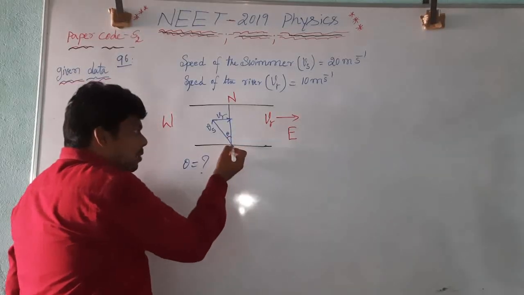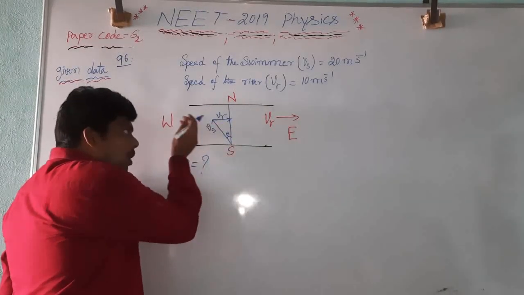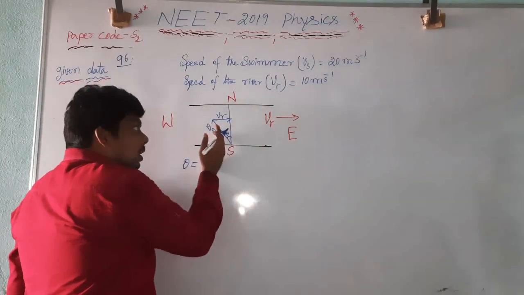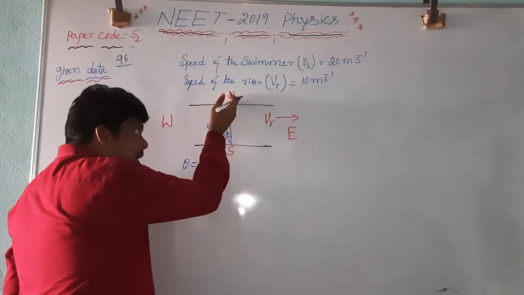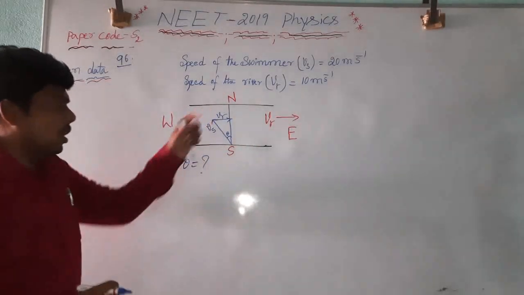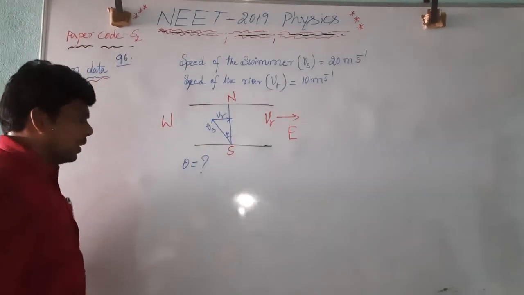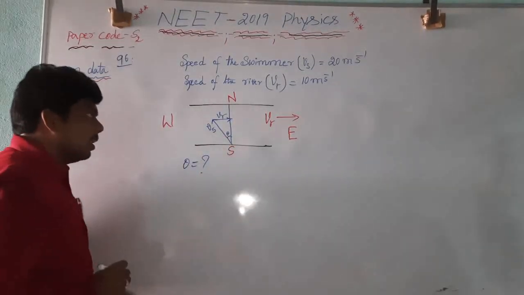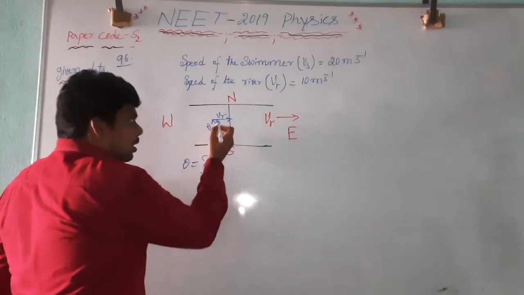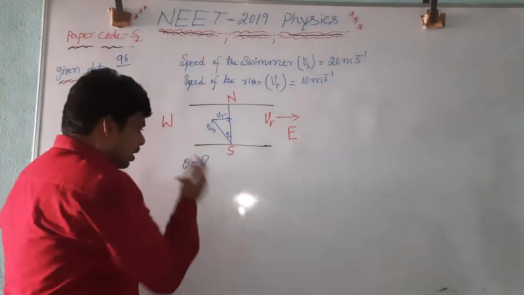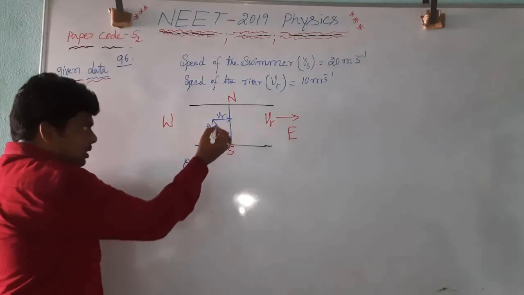Shortest path means if he jumps towards the west, the water takes the person so that he can reach the north bank of the river with the shortest distance. So he has to jump towards the west only. Then what must be the angle? Here the velocity of the river they have given, velocity of the swimmer also they have given. Now we can take opposite side and hypotenuse.